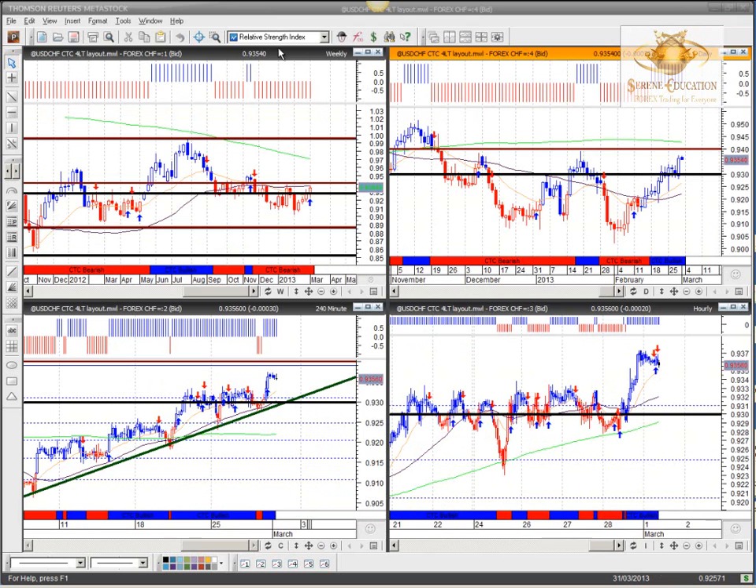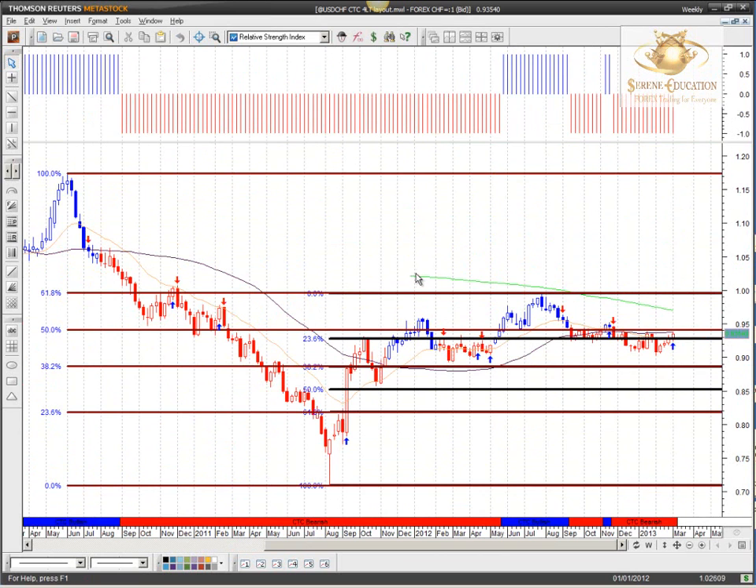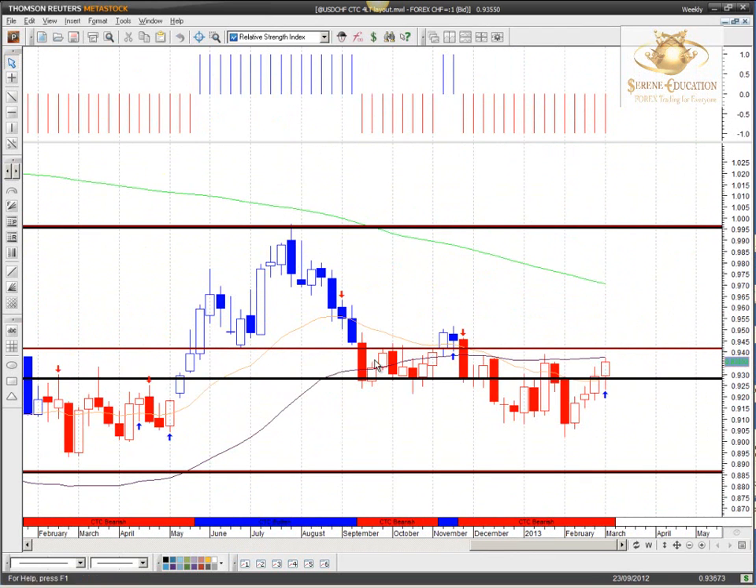US dollar Swiss franc is the next one. Let's have a look at the weekly for this particular pair. Very indecisive, nonetheless still very much in a negative trend. Why? Because the institution on our weekly is still very much above price. This green line over here, you can quite clearly see is being capped, and since September of last year, price has pretty much just been consolidating, dropping, etc.